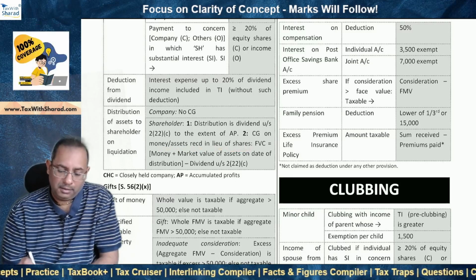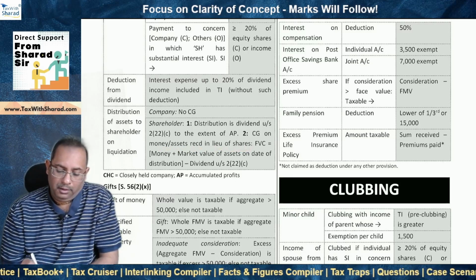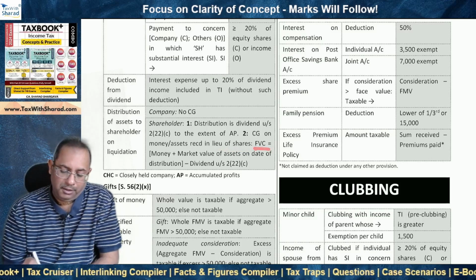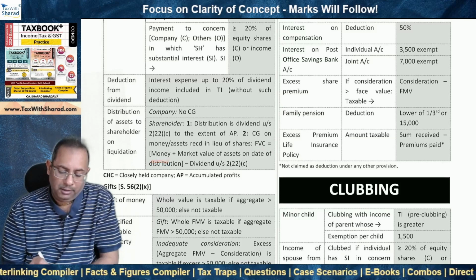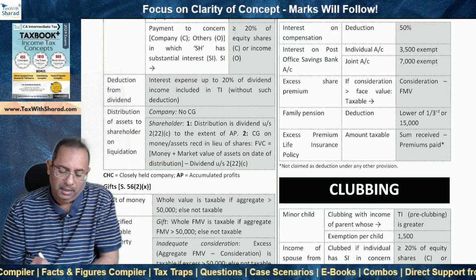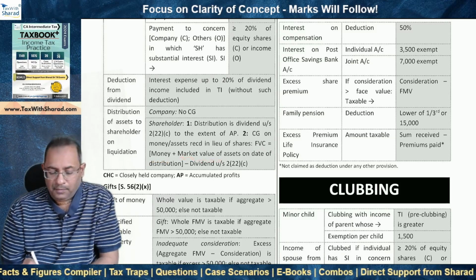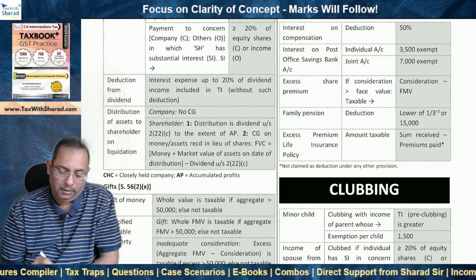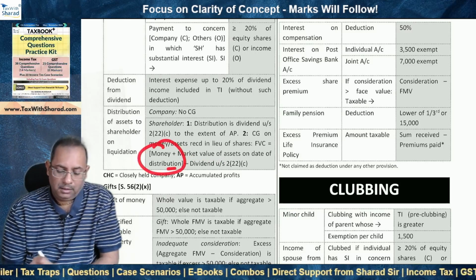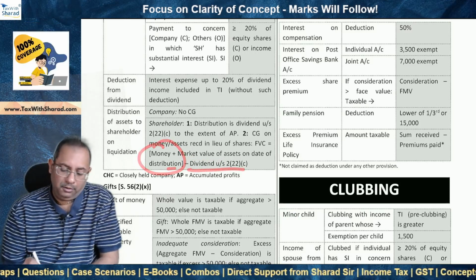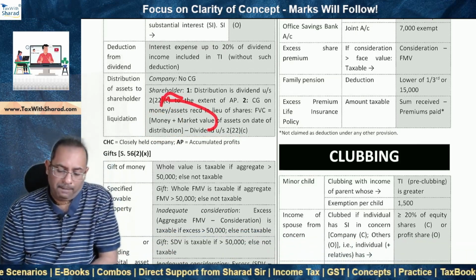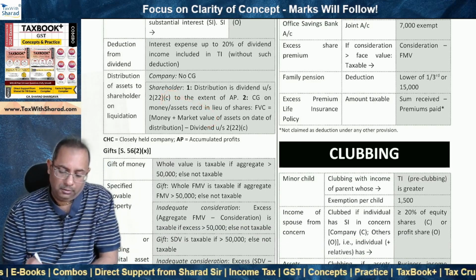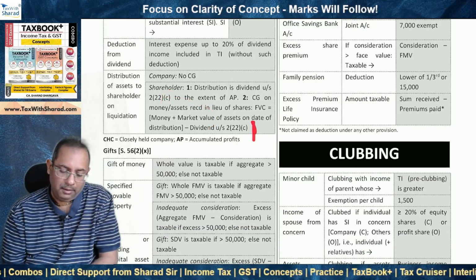lieu of his shares. And for that, when we are determining full value of consideration, it is equal to what? It is equal to money which is received by the shareholder from the company plus the market value of assets received on the date of distribution, and from this what we reduce is the dividend under section 222C, because that is taxable in the hands of shareholders, so that is to be reduced while computing capital gain.